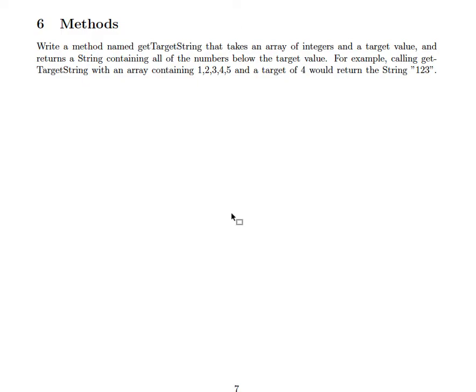Final exam practice test, question 6. Now we're getting into the more complicated stuff. I'll write a method named getTargetString. This is where it might be helpful to start labeling things. So, named getTargetString. So here's the name of the method.